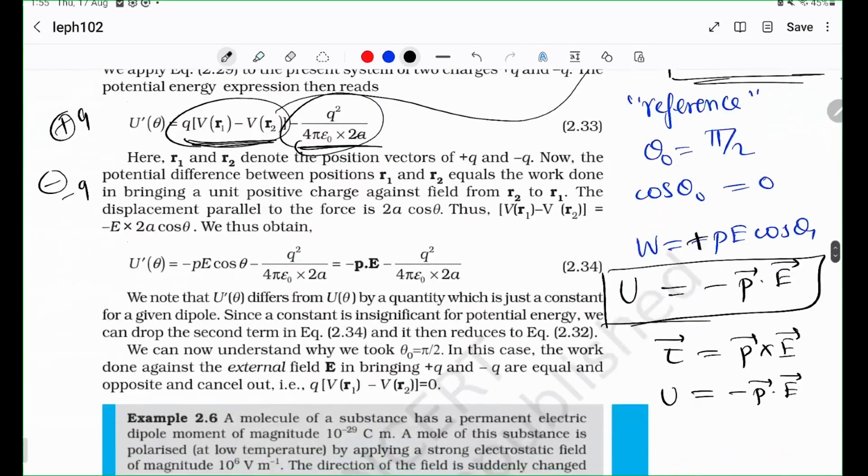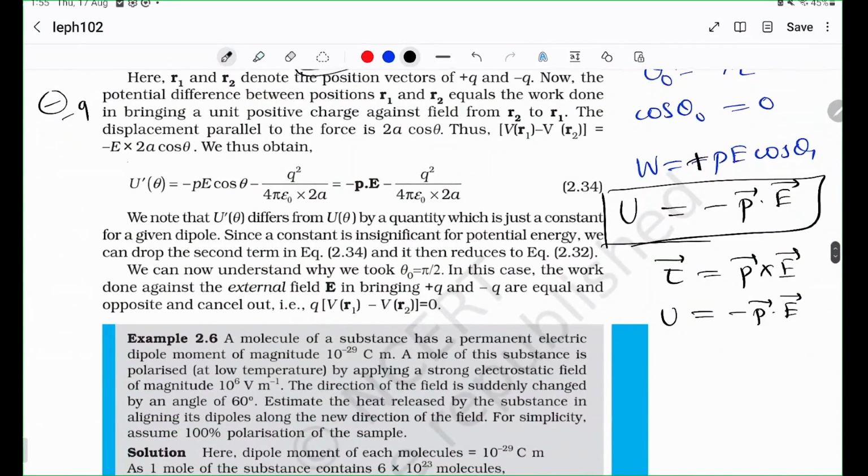Okay. So that's it. This is the total potential energy of assembling an entire dipole. But in most cases, we just ignore this term because we assume that the dipole is already made. So technically, you would only consider the potential energy as a function of theta to be minus P dot E.